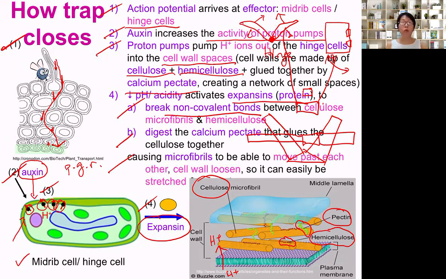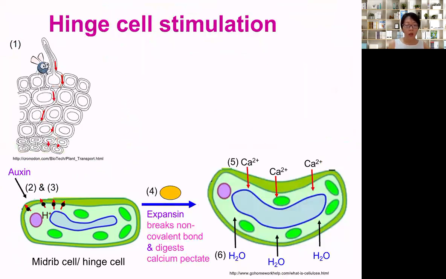So now the cellulose microfibrils are able to move past each other easily. The cell wall becomes very loose. So the moment water enters, the cell can expand continuously, because the cell wall is no longer rigid. That's why it's activated by expansin, causing the cell to be able to expand by breaking all the bonds between cellulose, hemicellulose, and pectin, so that the cell wall can stretch because the microfibrils are free to move past each other.